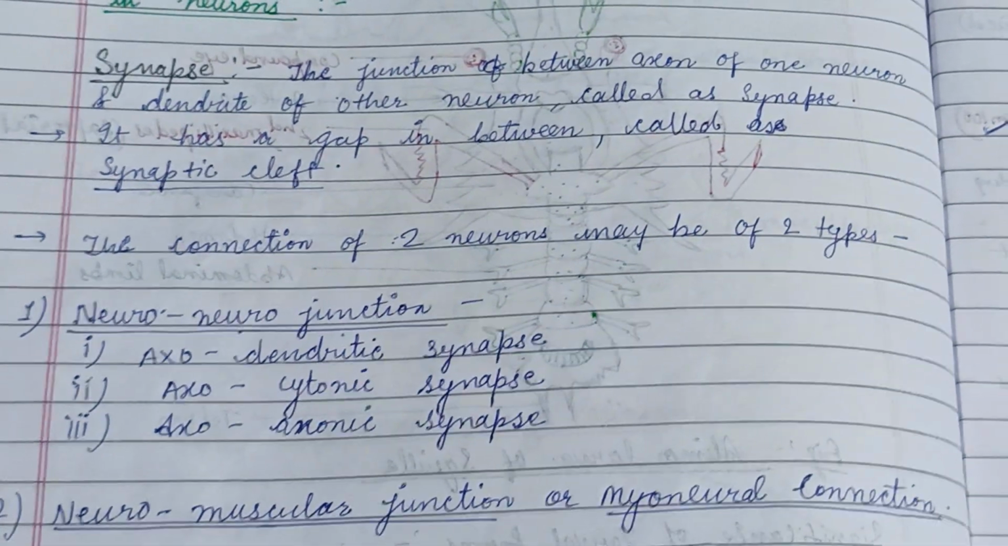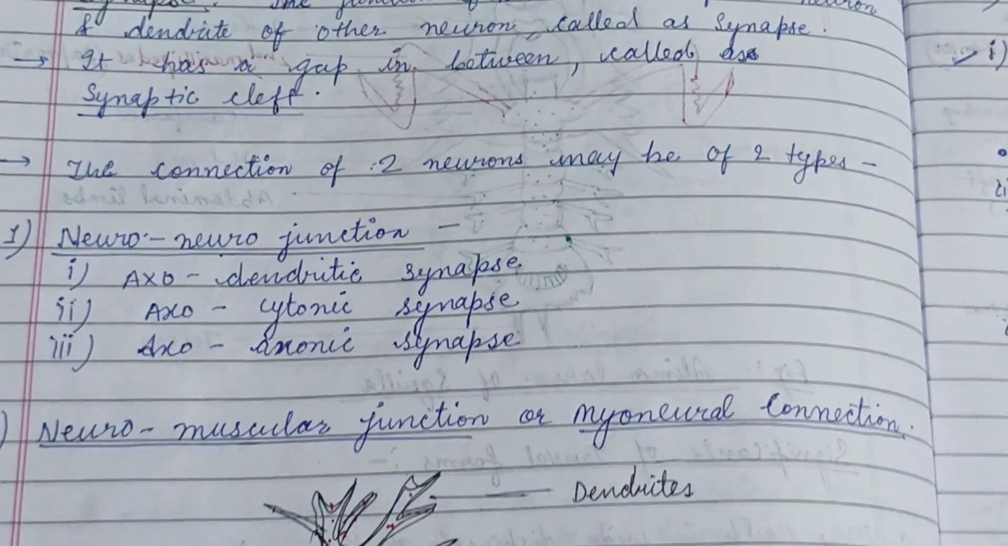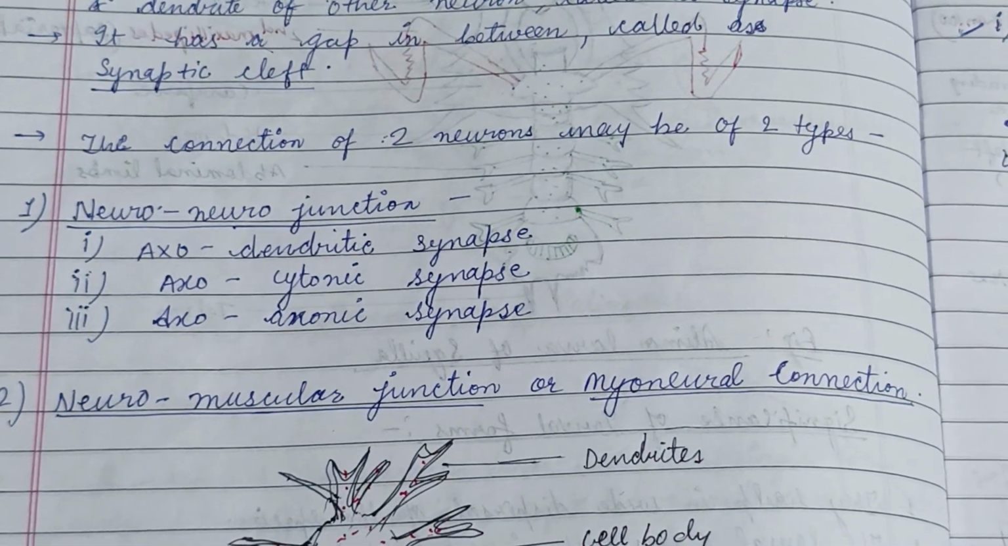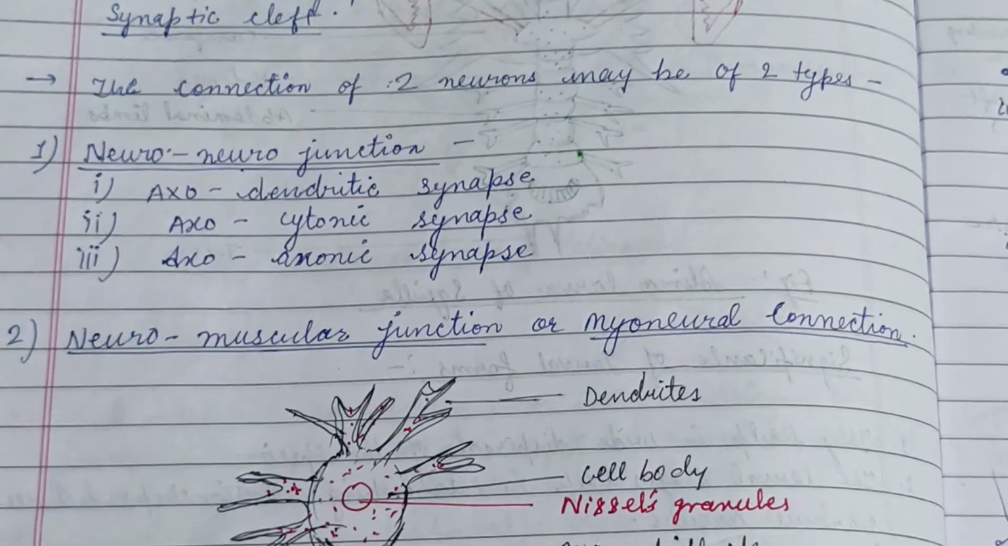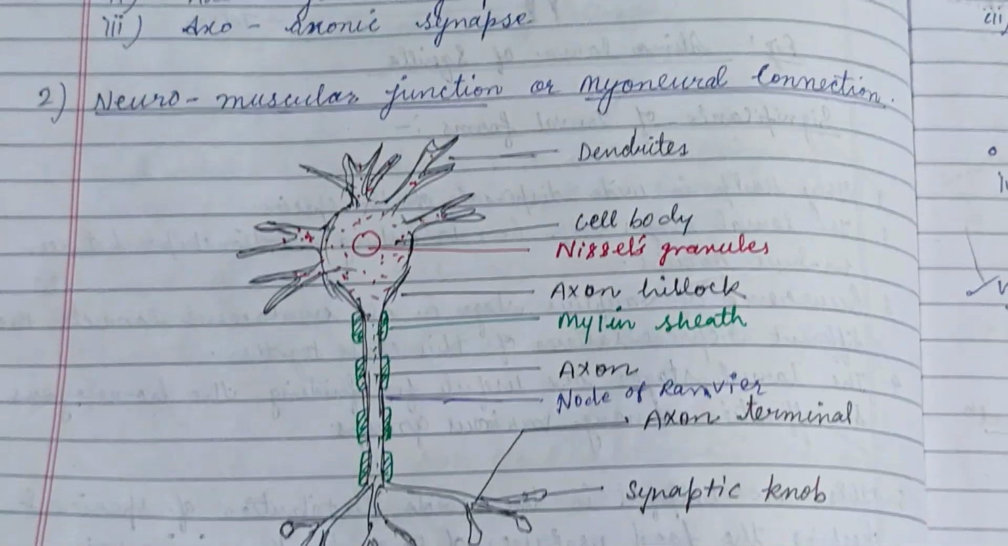Through this video we will discuss the physiology of the electrical and the synaptic transmitters in the neurons. So what is a synapse? The junction between the axon of one neuron and the dendrite of the other neuron is called a synapse, and the gap in between them is called the synaptic cleft. The connection of the two neurons may be of two types, that is, neuron-neuron junction and the neuromuscular junction.